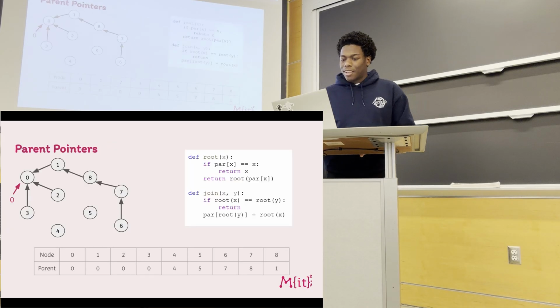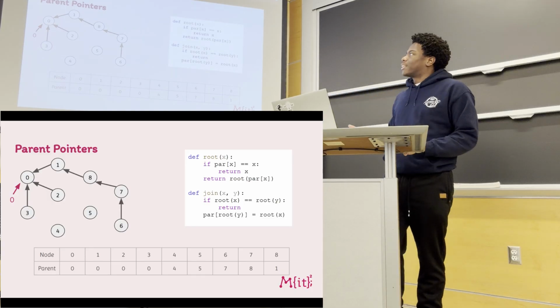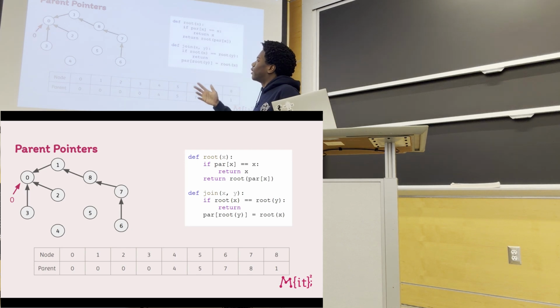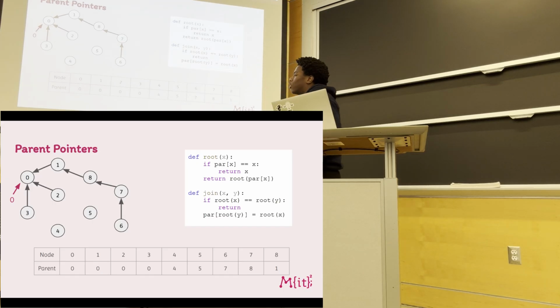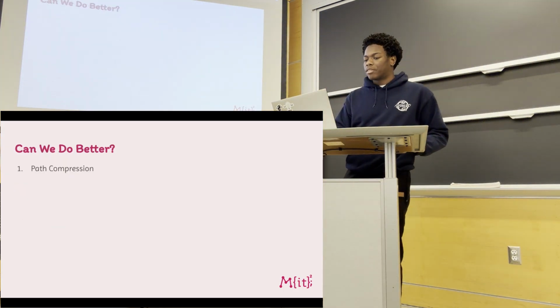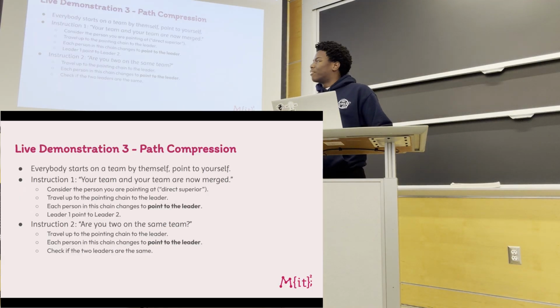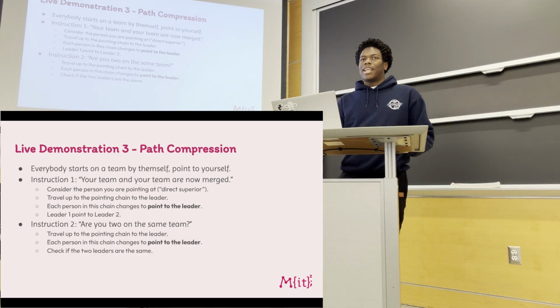Well, one way that I look at this is that we already did a lot of work traversing this chain. So I think we can squeeze in some of that work to make our lives easier in the future. One way we can do this is through path compression. We'll also do a live demonstration of this. Everyone again just point to their neighbor to their left.